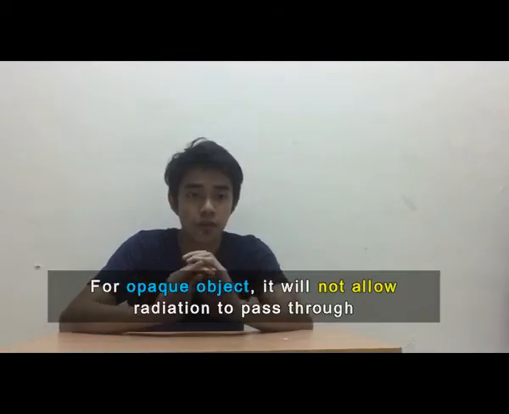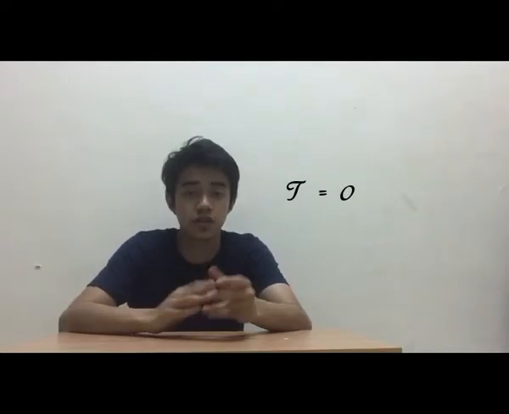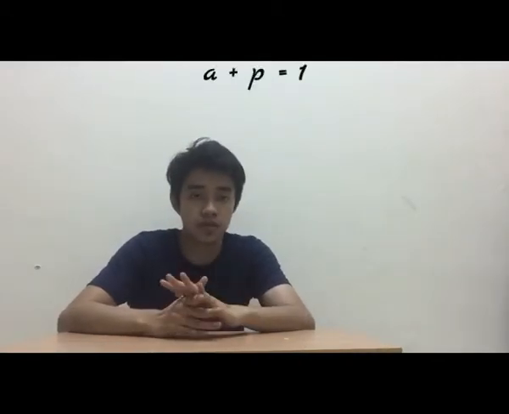It is a different case for an opaque object, where the relationship is not the same as the normal one. For an opaque object, transmissivity is equal to 0. So in the relationship, there is no tau. The new relationship will be alpha plus rho, which is equal to 1.